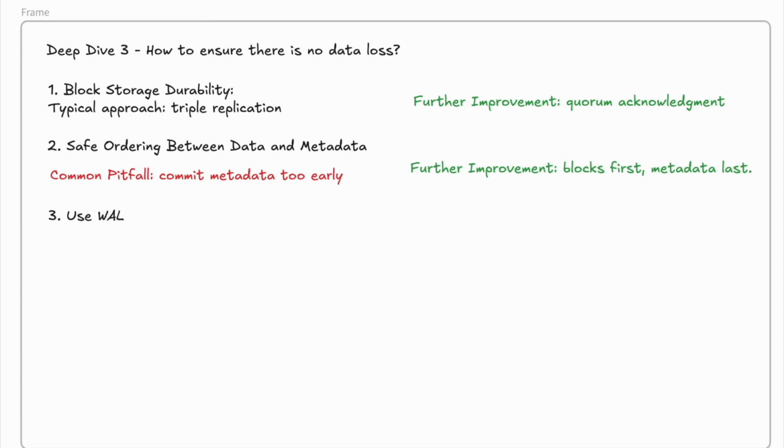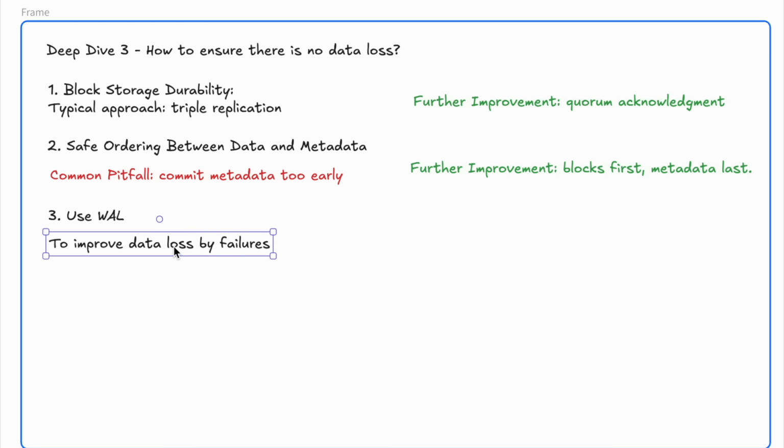Even with careful sequencing, failures can still happen during upload. Maybe the client disconnects, or the service crashes mid-operation. To protect against that, we add a critical safety net: a write-ahead log, or WAL.